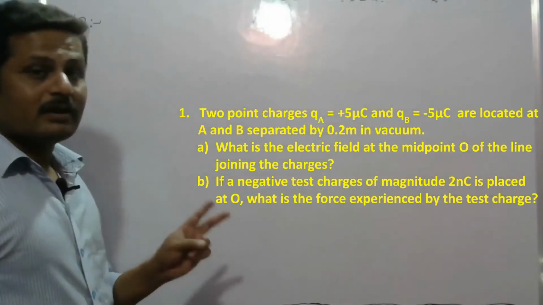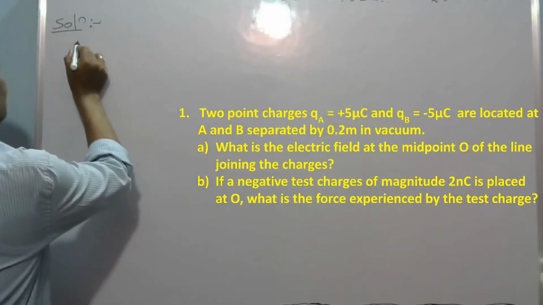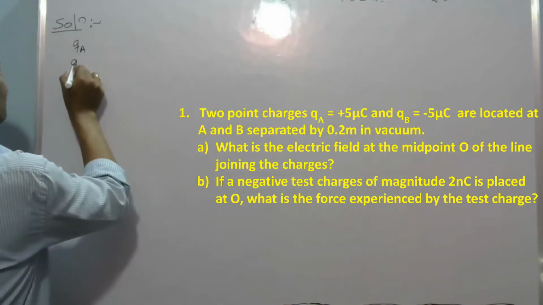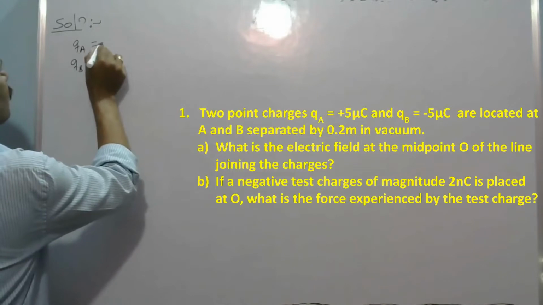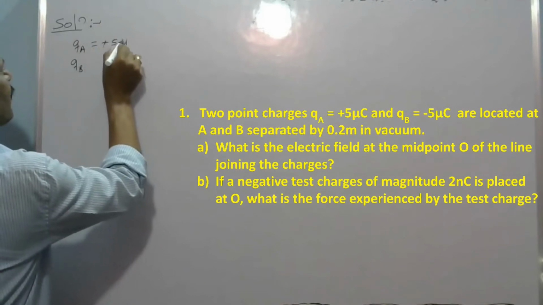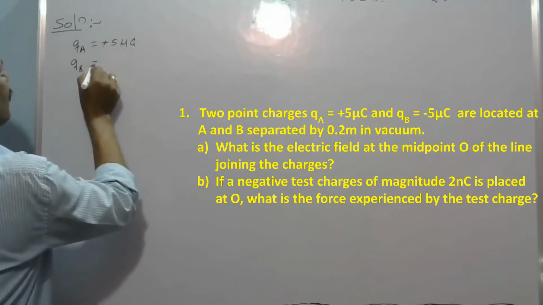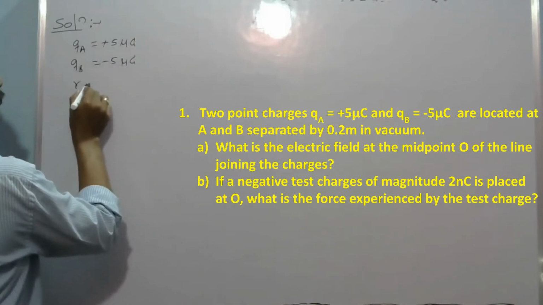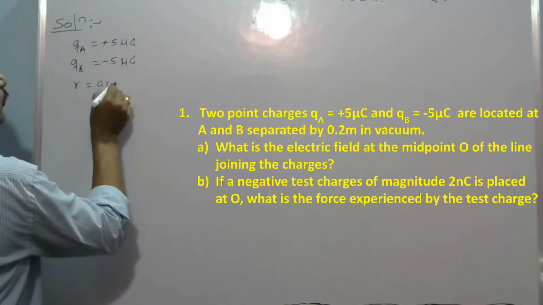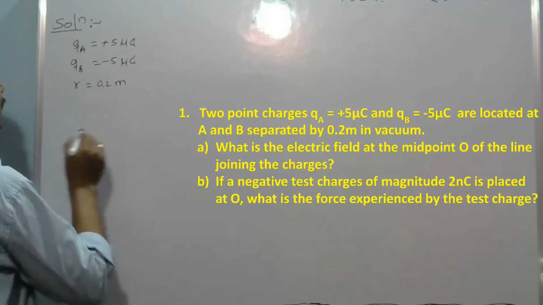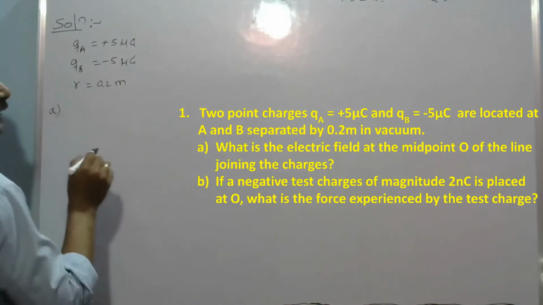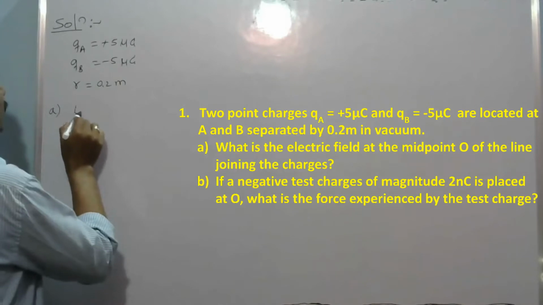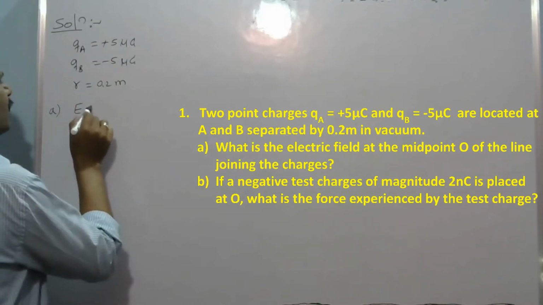See, in this problem there are two charges. They are QA and QB. QA equals 5 microcoulomb, QB equals minus 5 microcoulomb, which are placed at a distance of 0.2 meter. And we need to find out the electric field at the midpoint O. Let me take this one as E.